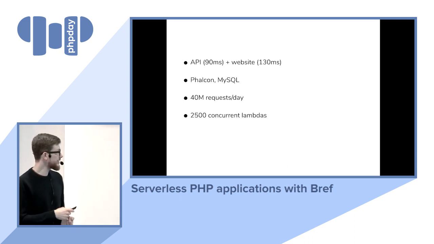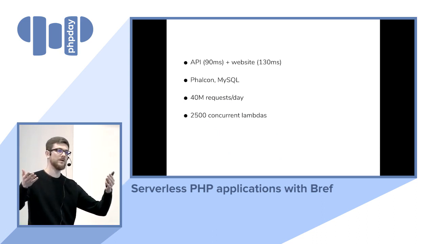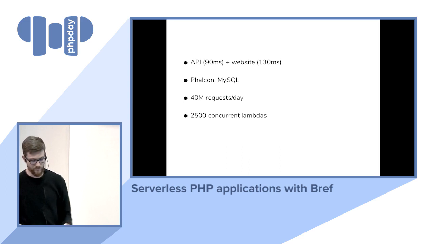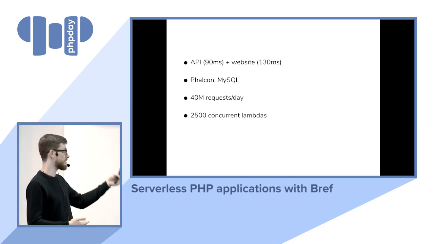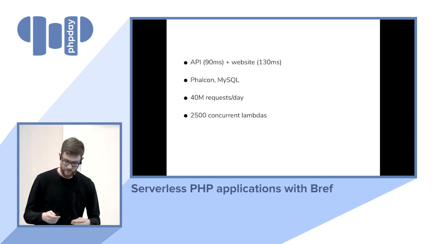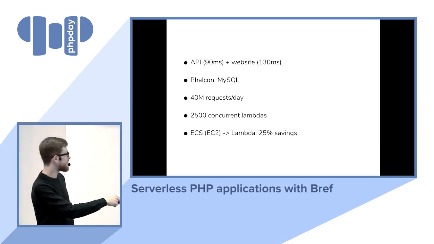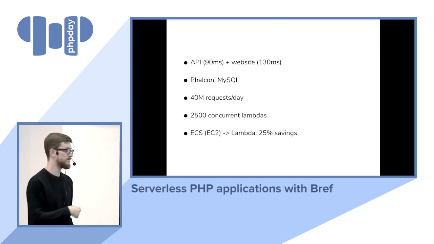At peak time, they have more than 2,000 concurrent executions of Lambdas. So more than 2,000 containers, or they are called micro VMs, but whatever. That's a lot. There's a soft limit at AWS, which is 1,000. So if you want to get over the 1,000 limit, you have to ask the support. So this is a very good use case to understand how websites can run on Lambda. And their migration from ECS to Lambda saved them about 25% on their bill. So they saved money moving there.